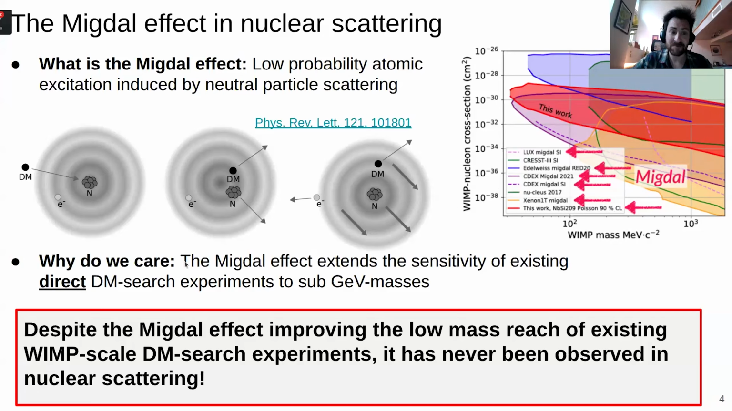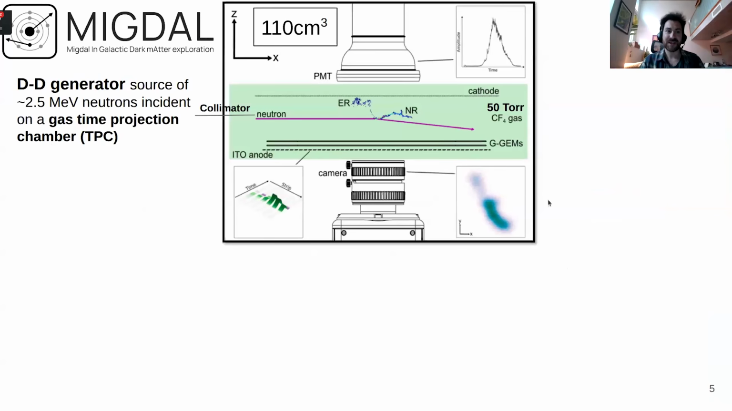But why we care about measuring the Migdal effect is that even though a bunch of experiments have used it to set competitive low mass dark matter limits, the Migdal effect has never actually been measured. They're relying on theory, but we want to measure this so we can actually confirm the Migdal effect cross section and validate these limits. So that's the physical motivation for why we're interested in measuring the Migdal effect.